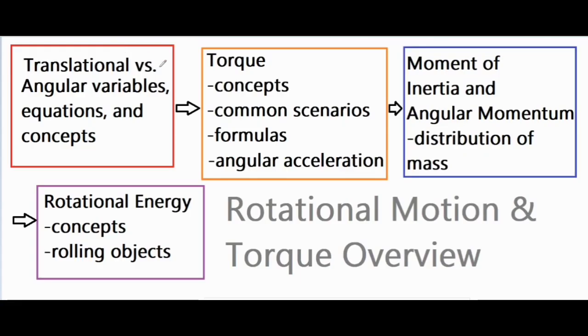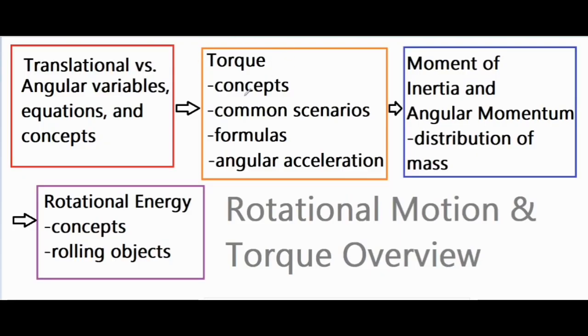First, we're going to take a look at translational versus angular variables. At this point, you want to make sure you have a good foundation of kinematics and forces, along with momentum and energy, to make sure that you can fully understand angular motion. Everything that you've learned up to this point has mostly been translational motion, but now we are changing it and taking a look at angular variables, equations, and concepts.